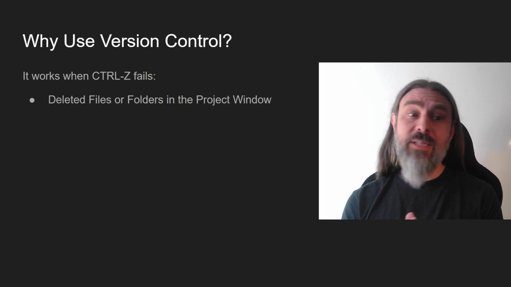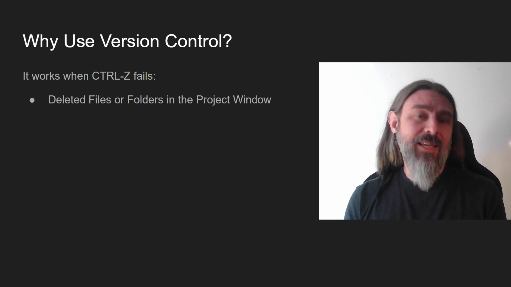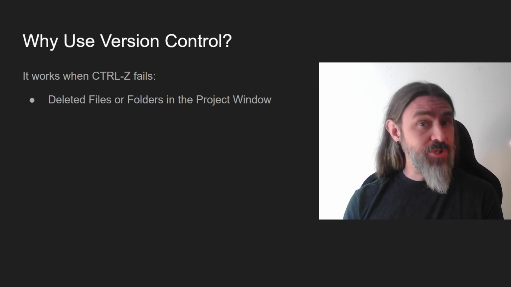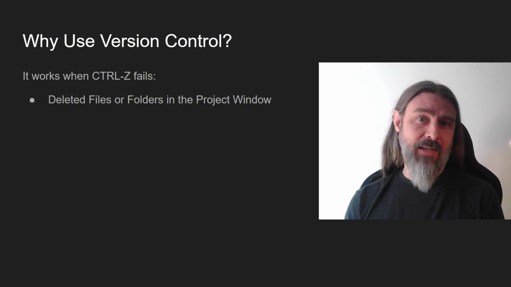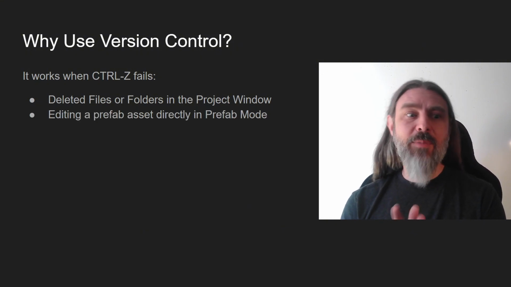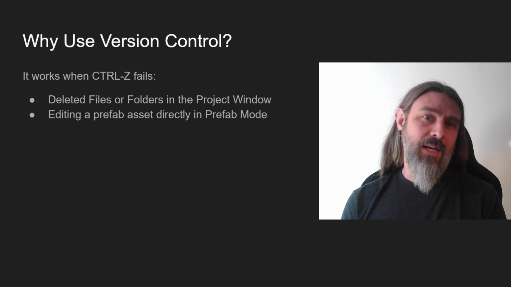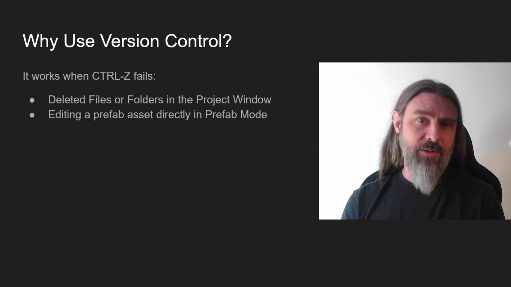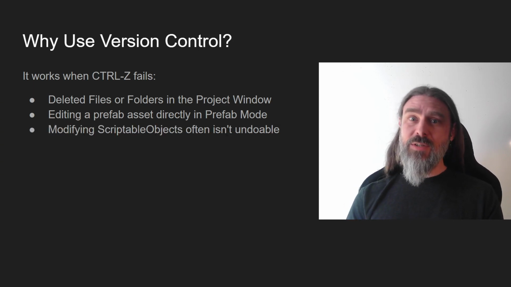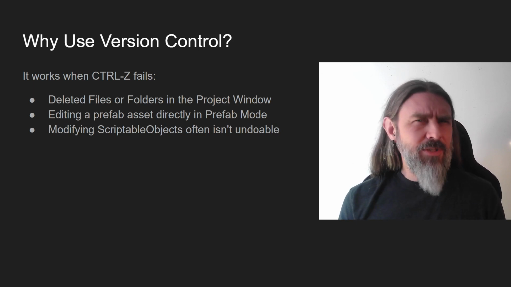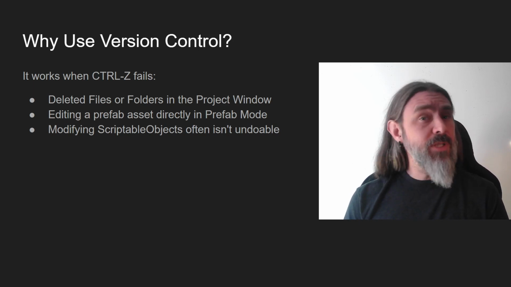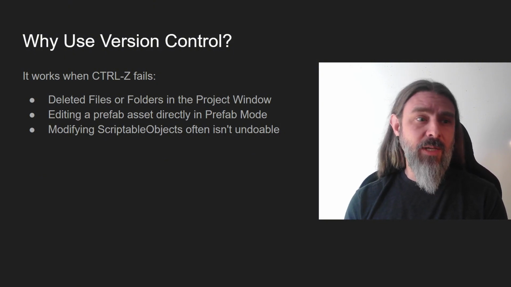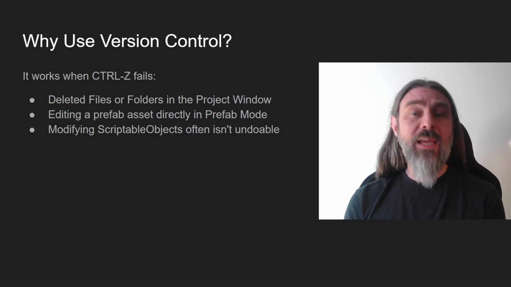Like if you delete files or folders in the project directory, you can't undo that. You even get a warning from Unity when you try to do it. But with version control, you can bring those deleted files back. If you're editing a prefab asset directly in prefab mode, then that change is not something that you can Control-Z out of. If you're modifying scriptable objects, so you might not even know what scriptable objects are, but they're really useful for storing game data, and you're probably going to come across them at some point. But if you modify them, you can't undo that.